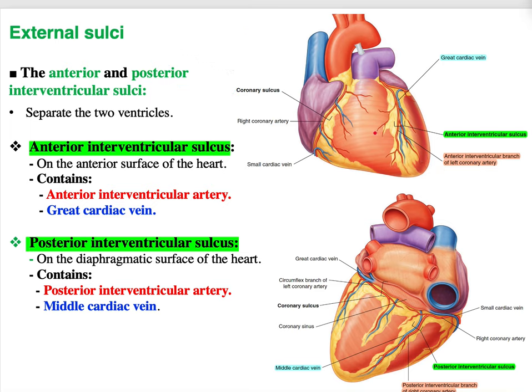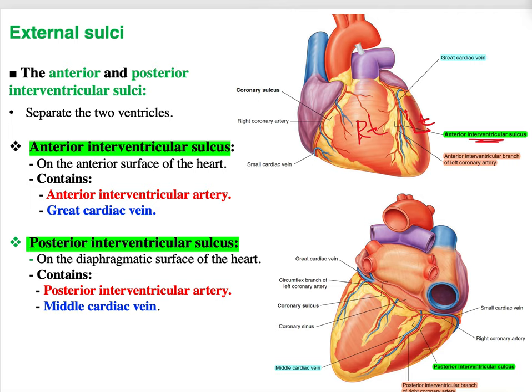So, the division of these chambers, in order to create these chambers, there are septa: interatrial septum and interventricular septum. For example, this is the right ventricle and this is the left ventricle. In between, internally, they are separated by a wall known as the interventricular septum. Interventricular, why? Because it's between two ventricles.